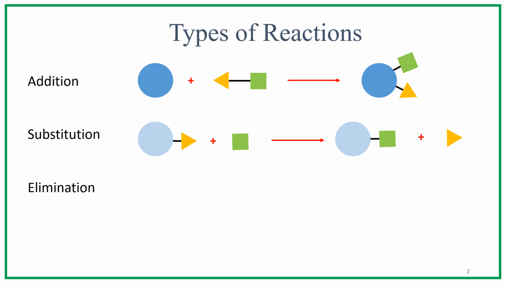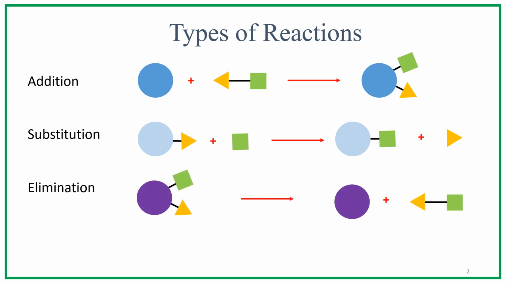And the next one is elimination. Elimination means to eliminate, to escape something. So this type of reaction is the opposite of an addition reaction. What is eliminated from this reactant molecule? The reactant has a square and triangle combined to the circle, and this square and triangle leave, eliminated to the outside, remaining only the circle. So this type of reaction we call elimination.